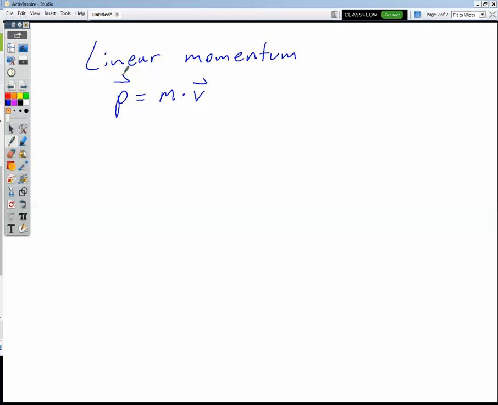And let's just take a look at the units of linear momentum. Let's see, we have a mass, which is a kilogram, times the unit for velocity, which is meters per second. And that is the unit for momentum. It doesn't have anything special. A kilogram meter per second. No special name for that.